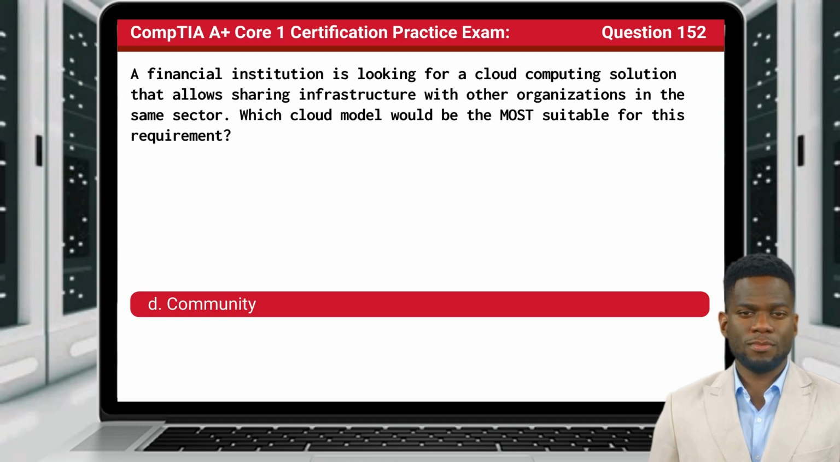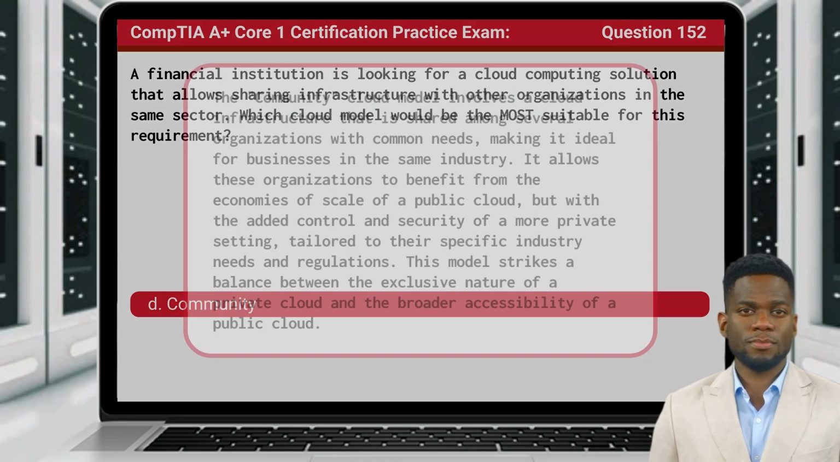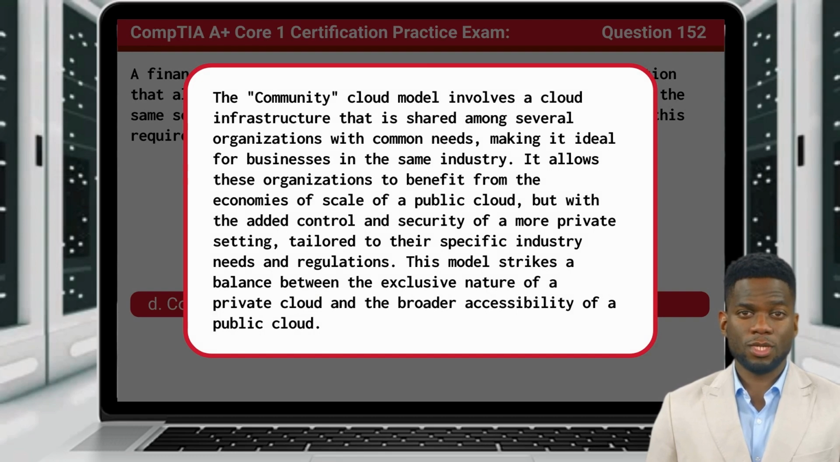The answer is D. Community. The community cloud model involves a cloud infrastructure that is shared among several organizations with common needs, making it ideal for businesses in the same industry. It allows these organizations to benefit from the economies of scale of a public cloud, but with the added control and security of a more private setting, tailored to their specific industry needs and regulations. This model strikes a balance between the exclusive nature of a private cloud and the broader accessibility of a public cloud.